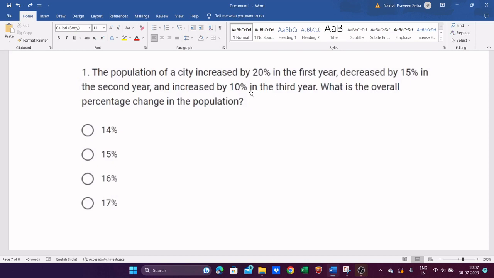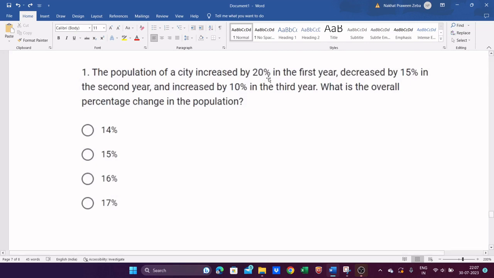First of all, we can say let the initial population of the city be 100. It is asking in terms of percentage, so we can assume 100 first of all. In the first year it increased by 20%, so it becomes 100 plus 20, which is 120.